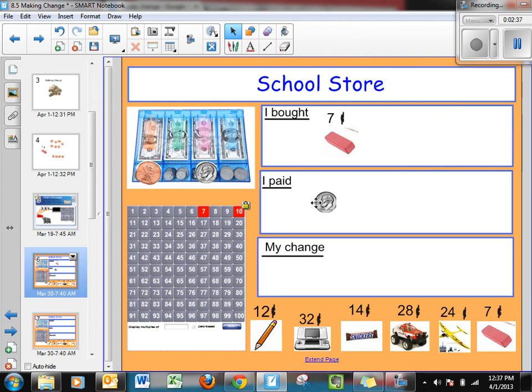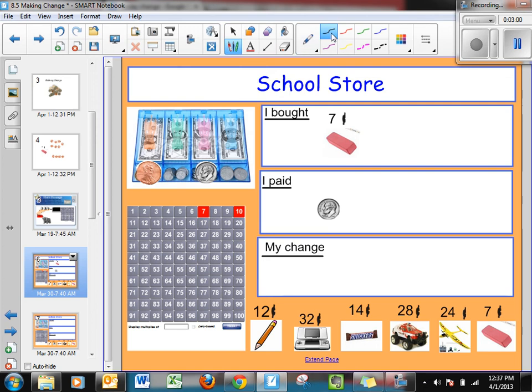So in order to make it fair, I need to get some money back, and to figure this out, whatever the item cost, I'll start at that number, and then whatever I paid, I'm going to hop up or count how many hops it is to that number. So in this problem, since it costs 7 and I paid 10, that means I start at 7 and count how many hops it would be to 10.